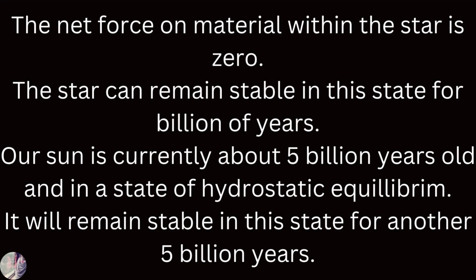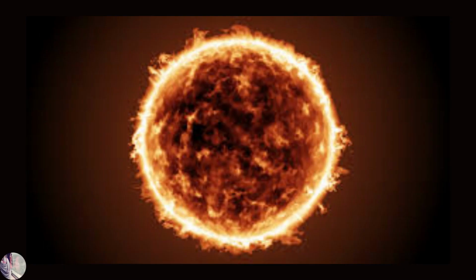The star can remain stable in this state for billions of years. Our sun is currently about 5 billion years old and in a state of hydrostatic equilibrium. It will remain stable in this state for another 5 billion years. Now we have a star.